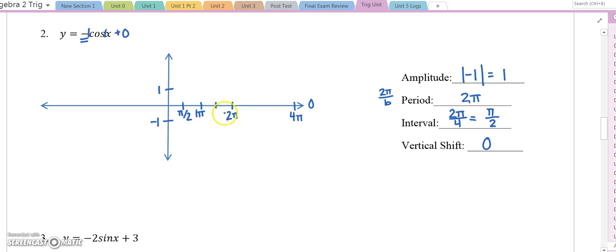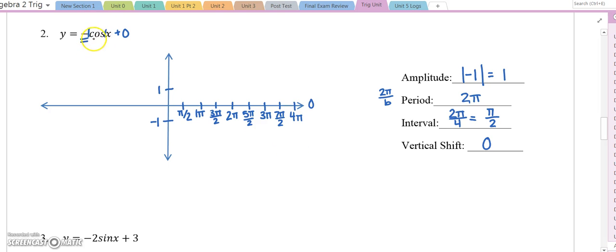So 1 pi and 2 pi, that's 1.5, or 3 pi over 2. 2 pi and 4 pi is 3 pi. 2 and 3 is 2.5, which is 5/2 pi. And 3 and 4 is 7/2 pi.